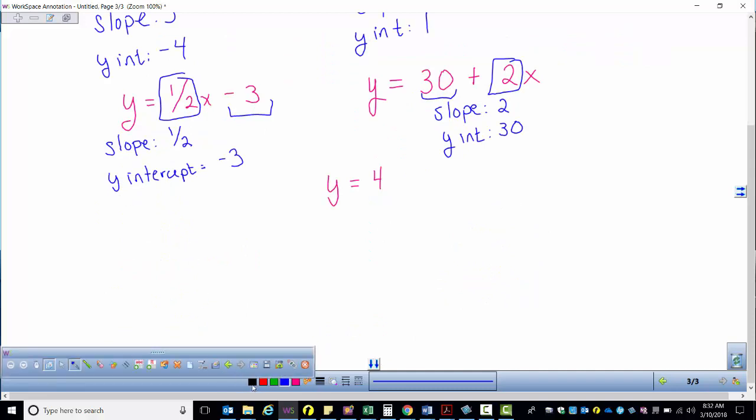The last one is really special. So for this one, our slope, there isn't one. Our slope is 0. It's a horizontal line. This line means that it's going to be horizontal because there's no x value. There's no x term. My y-intercept is going to be what y is. Y equals 4, so my y-intercept is 4.